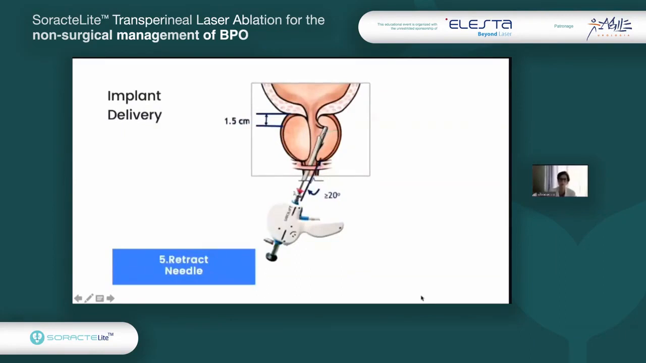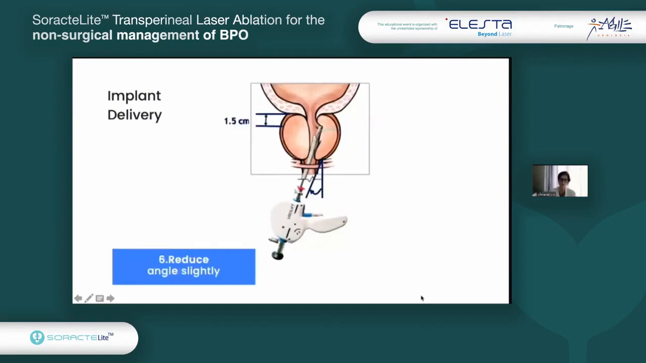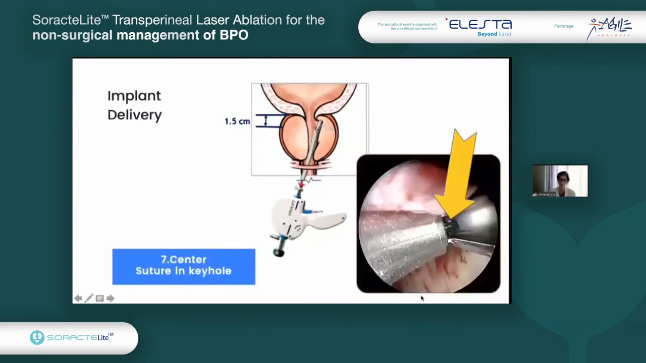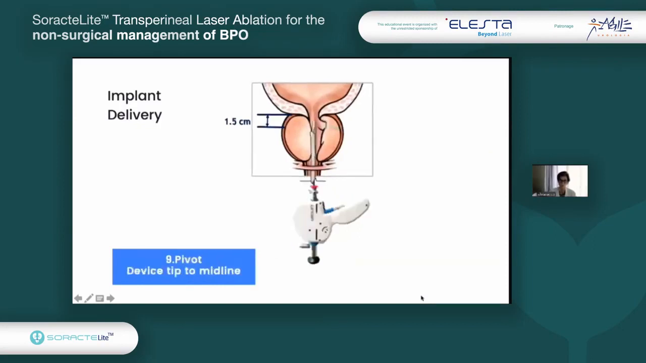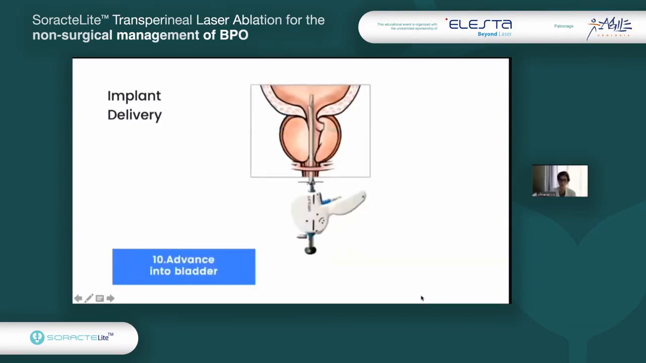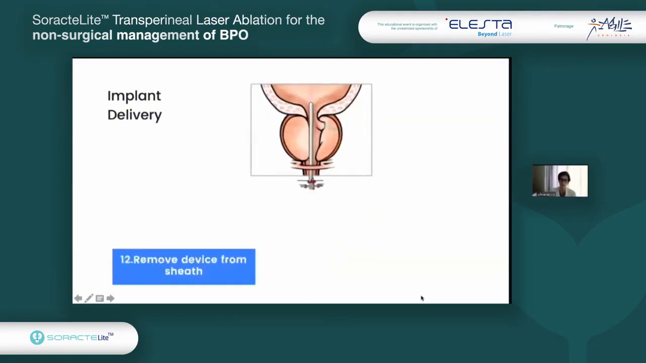After that, another button allows us to retract the needle so we can reduce the angle slightly going through the prostatic lobe. And then when the suture is in the keyhole, as shown in the right picture and pointed out by the arrow, we can release the needle and the stitch. So we can press the urethral release, pivot the device into the midline, and then advance into the bladder, rotating the device and then removing the device from the shaft. The shaft stays in the bladder, and then we need to recharge with another Urolift device.